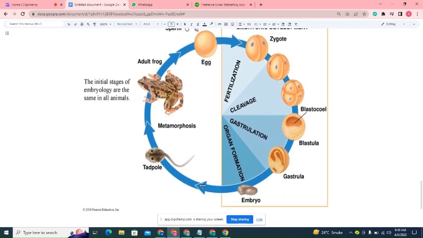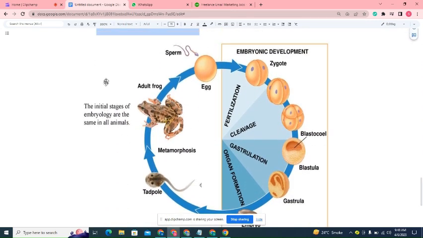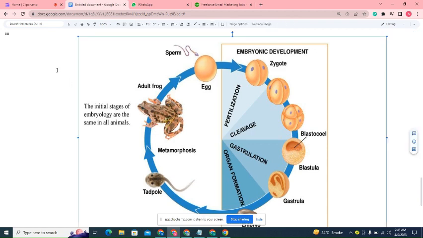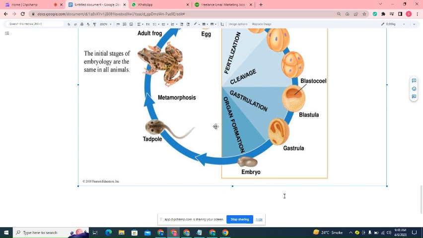Now we will discuss all these principles through a diagram of the life cycle of a frog. The first step is fertilization, in which egg and sperm fuse to form a zygote. Then the zygote undergoes cleavage and forms a blastula. Then gastrulation occurs and the blastula converts into a gastrula. Organogenesis in the gastrula changes it into an embryo. The embryo undergoes development and a tadpole forms. The tadpole undergoes metamorphosis and an adult frog forms.